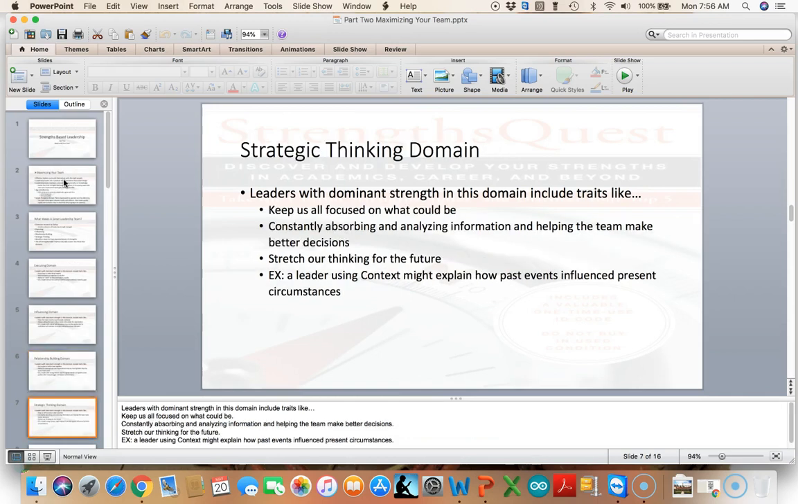In the strategic thinking domain, they keep us all focused on what could be, constantly absorbing and analyzing information and helping the team make better decisions. They stretch our thinking for the future. A leader using context might explain how past events influence present circumstances.